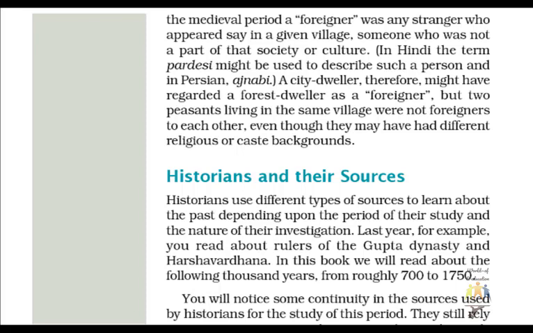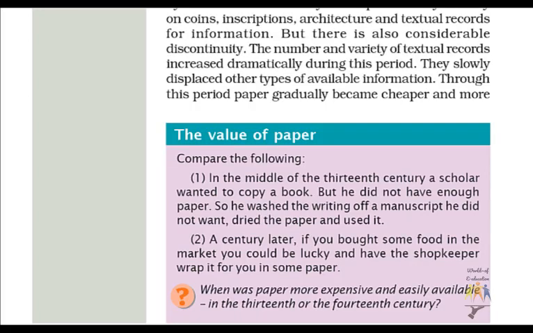Last year, for example, you read about rulers of the Gupta dynasty and Harshavardhana. In this book we will read about the following 1000 years, from roughly 700 to 1750. You will notice some continuity in the sources used by historians for the study of this period. They still rely on coins, inscriptions, architecture and textual records for information. But there is also considerable discontinuity. The number and variety of textual records increased dramatically during this period. They slowly displaced other types of available information.